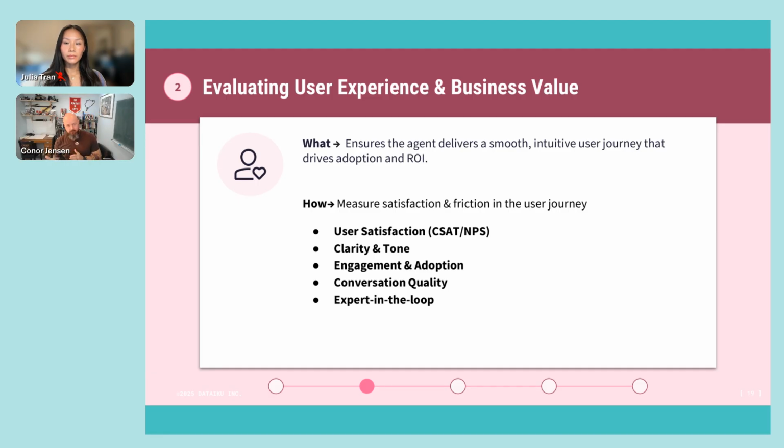And then, again, our recurring theme of the expert in the loop. If I have an HR chatbot like this, are HR people doing that?